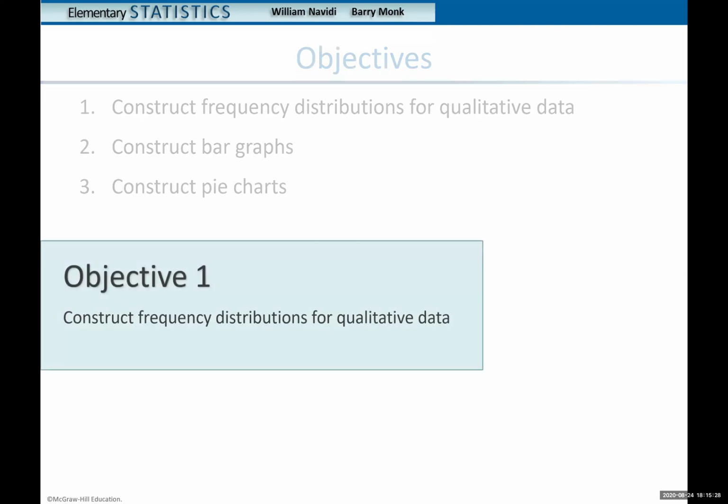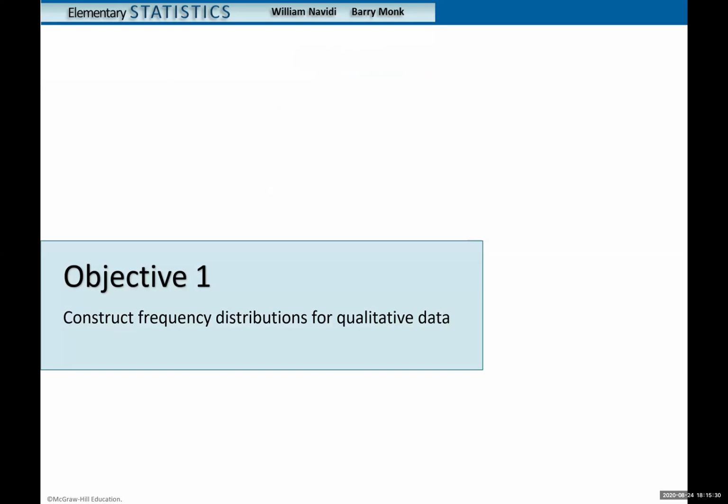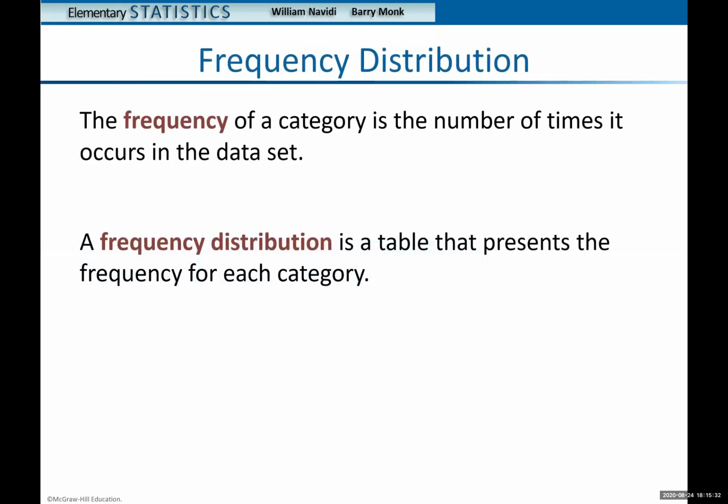All right, first, two definitions here. If you need to copy this, copy now. So the frequency of a category is the number of times it occurs in the data set. A frequency distribution is a table that presents the frequency for each category.